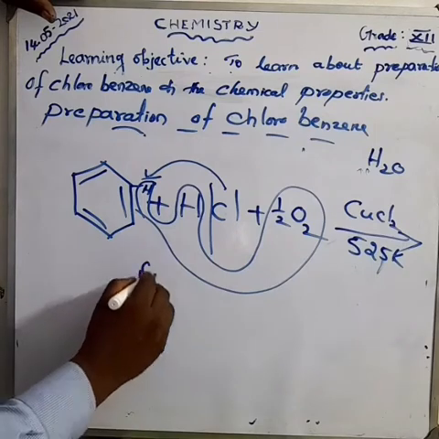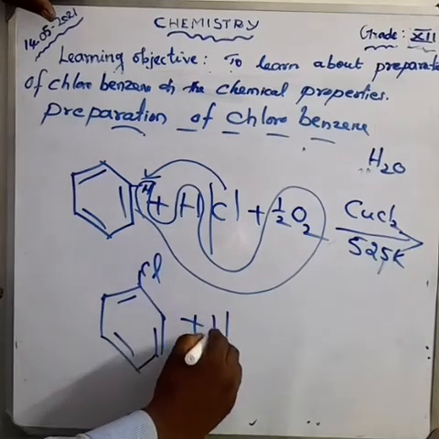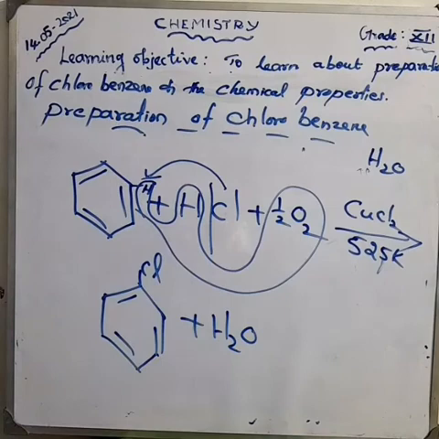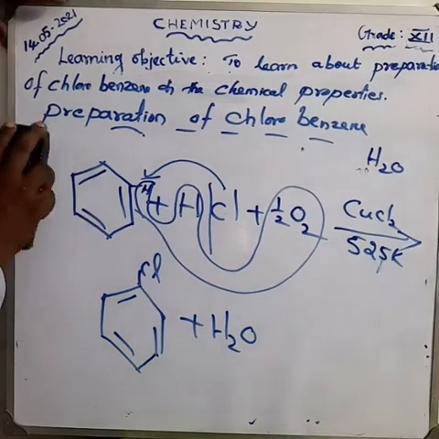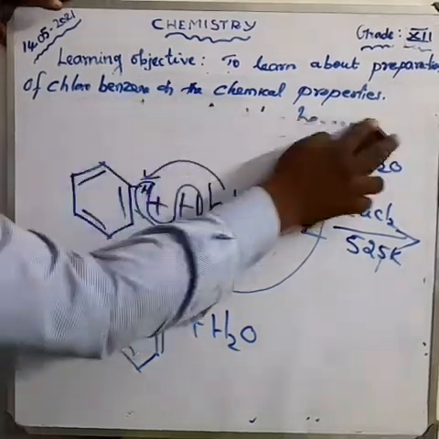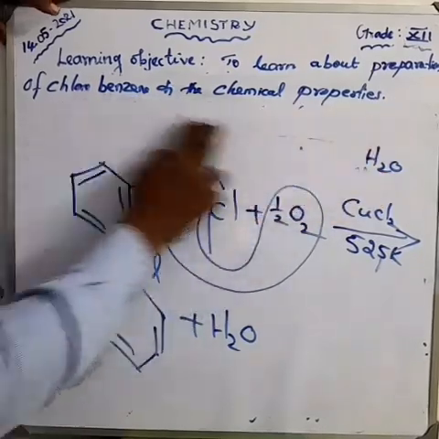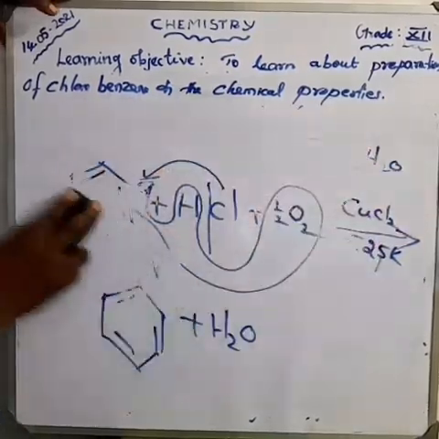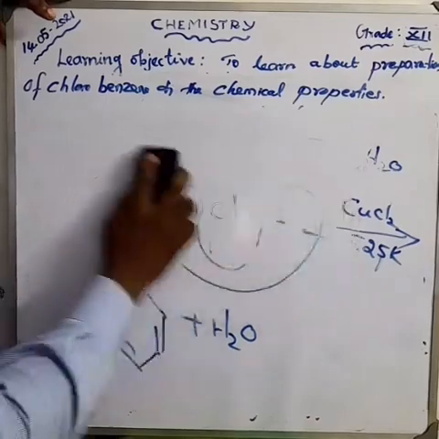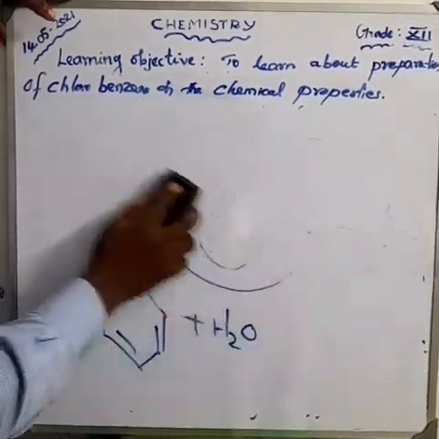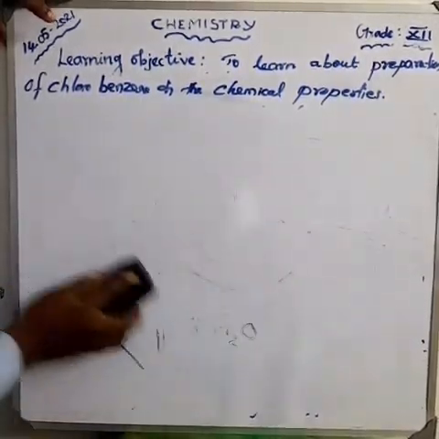Chlorobenzene plus H2O. Am I right? These are the preparation of chlorobenzene. Okay. Next, we can take what are the chemical properties of benzene. Okay. What are the chemical properties of benzene?